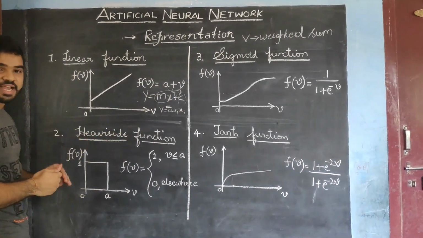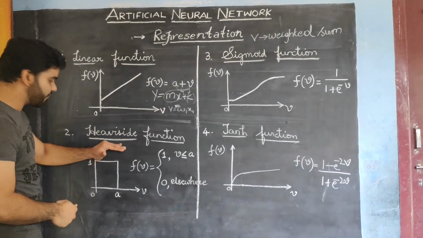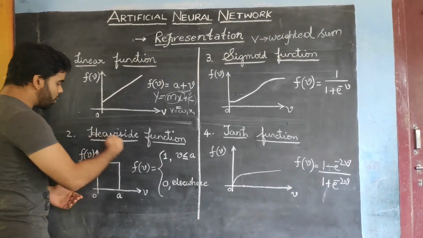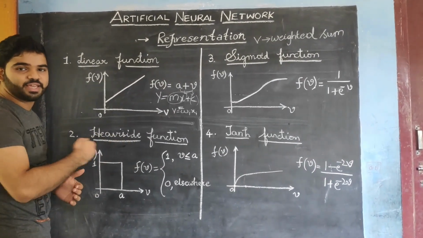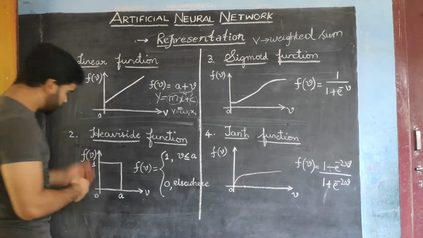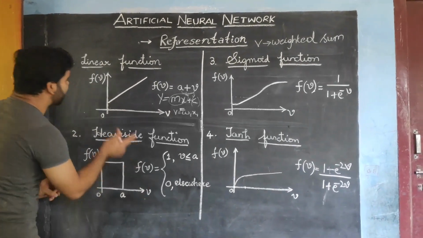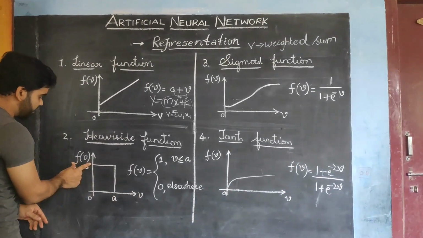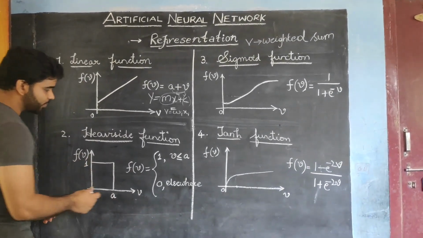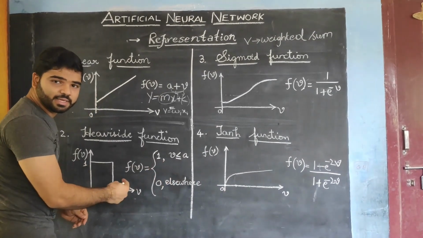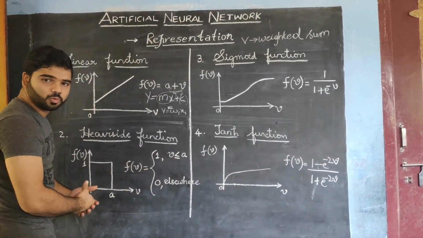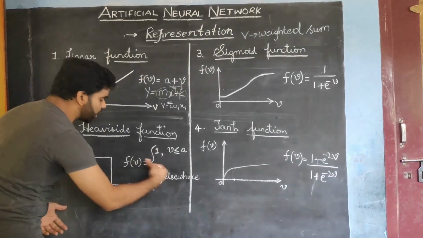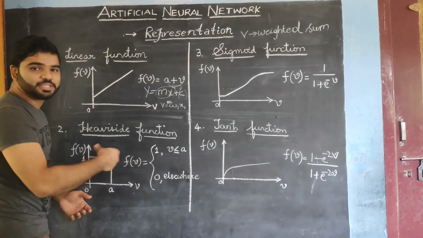Let us get to the Heaviside activation function. This Heaviside activation function is a step function. That is, the output in this step function will be either 1 or 0. Similarly, as in the linear function, we have taken v on the x-axis and f of v on the y-axis. Now, if the value of v is less than or equal to a, then the output will be 1, or else the output produced will be 0.